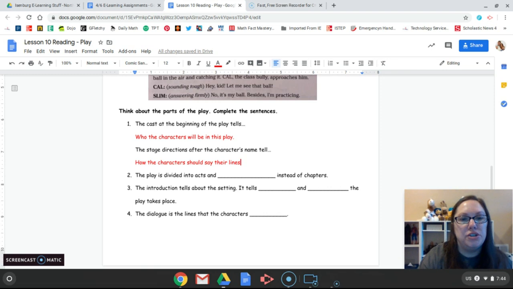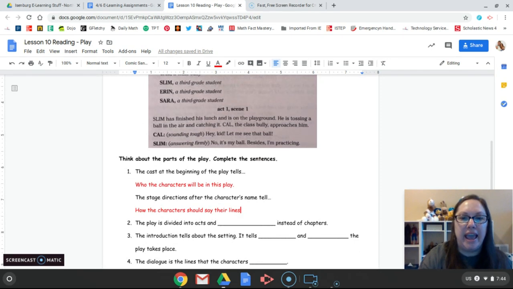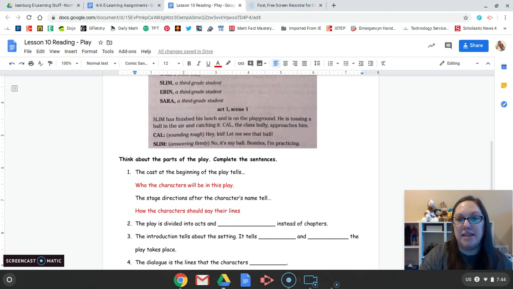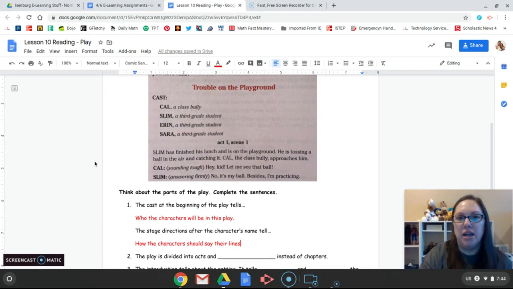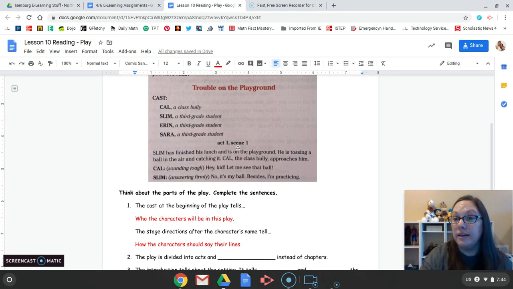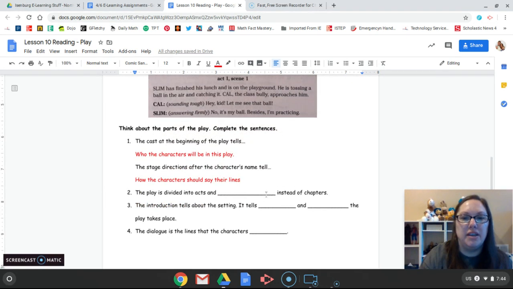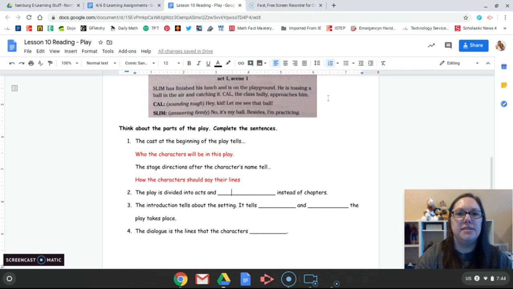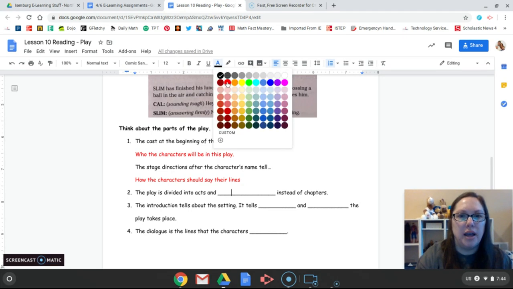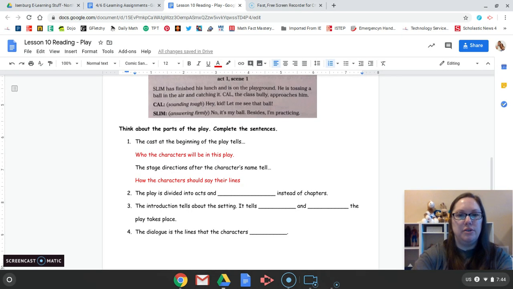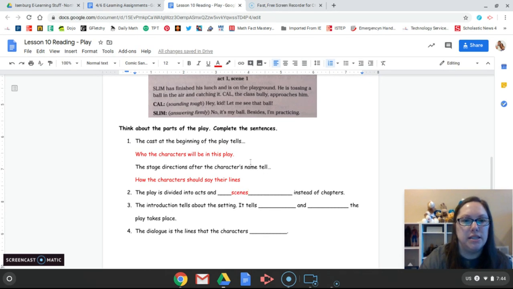Okay. Then question 2 says the play is divided into acts and blank instead of chapters. So look up here. It's divided into acts and scenes. Okay. So instead of having chapters, they divide everything up by acts and scenes. I'm going to change my color. So scenes. Okay. Acts and scenes.